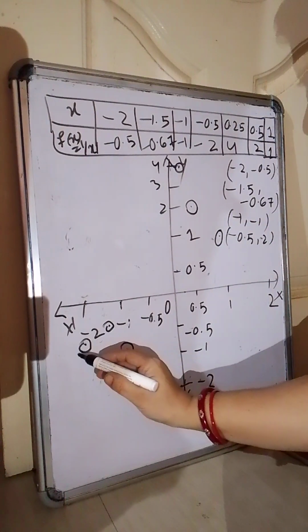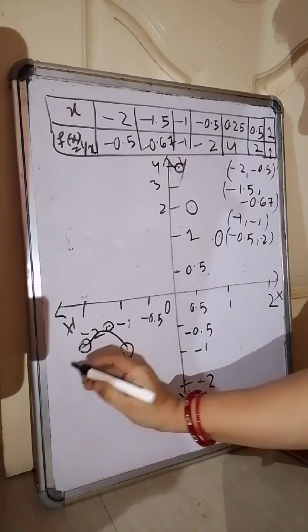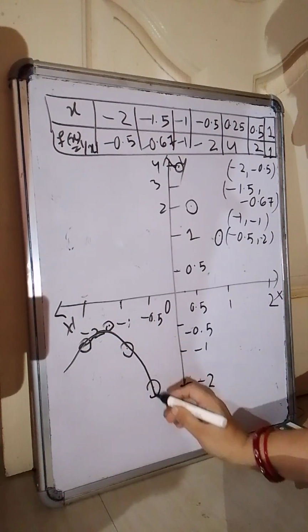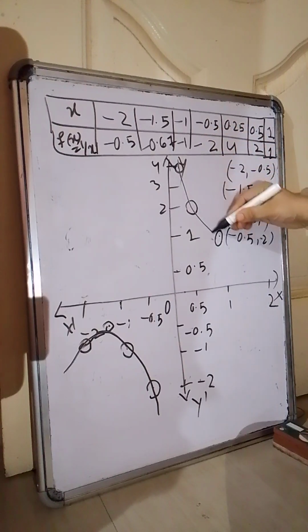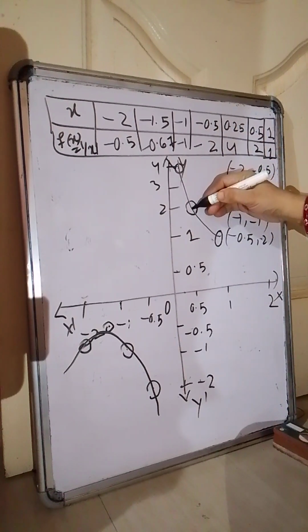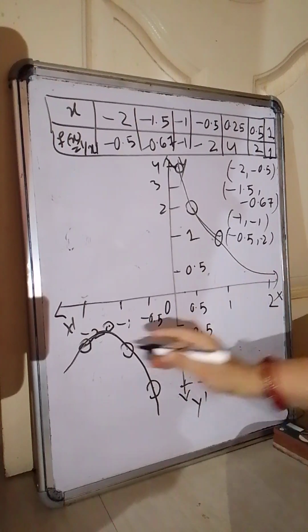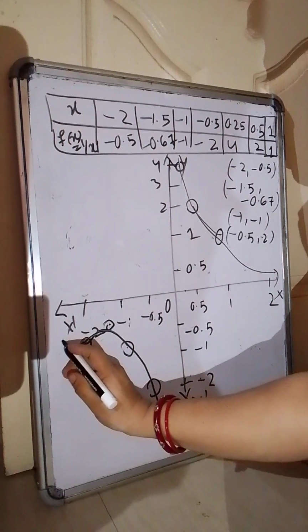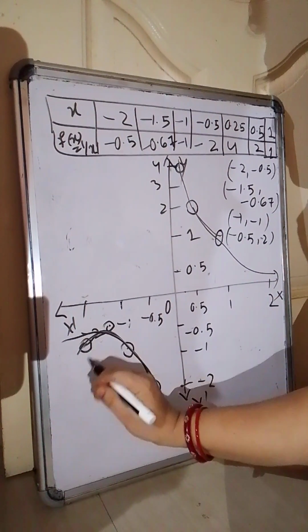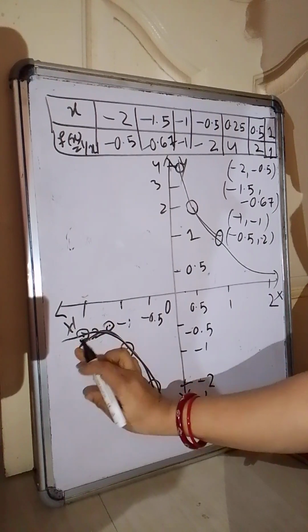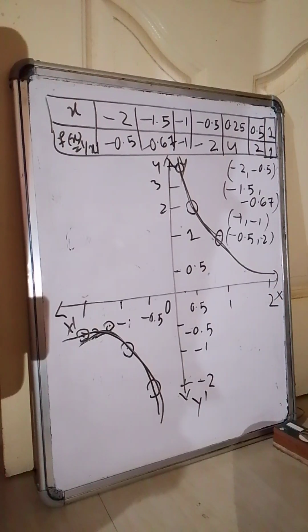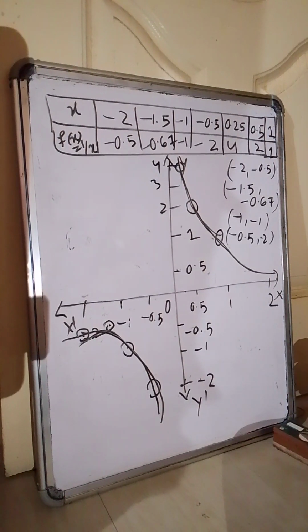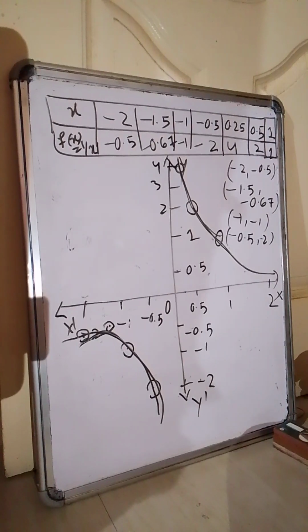Means in this case, if you join, the graph is like this, and in this case the graph is coming like this. If you want to find more points here, you will get it like this. So this is your graph in this case, and the graph here is like this. So this is the graph of the function f of x equal to 1 by x.